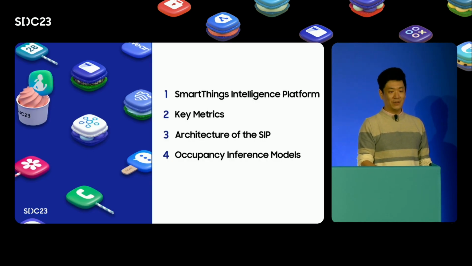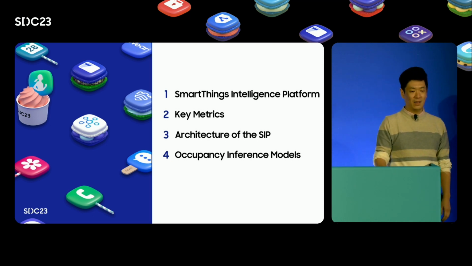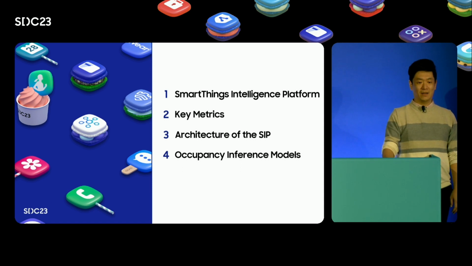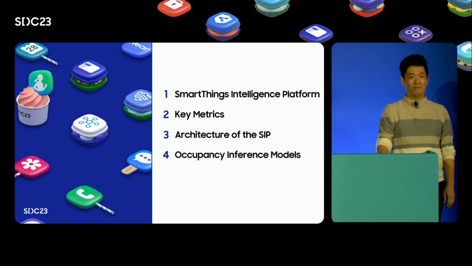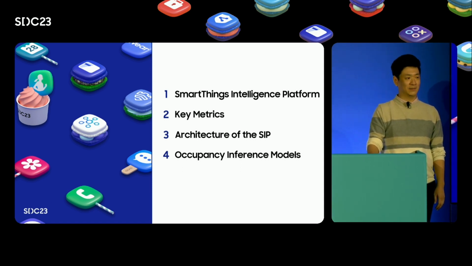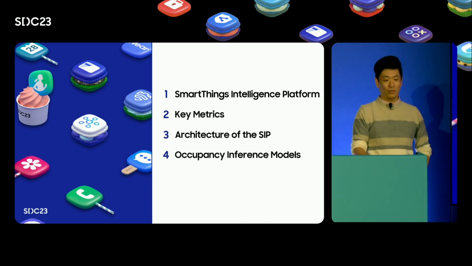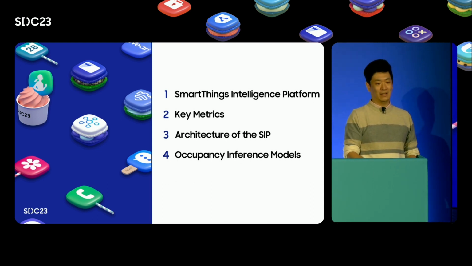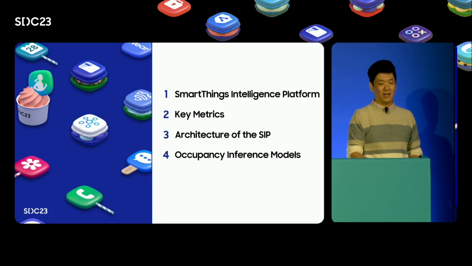First, I'm going to talk about what we want to do with the SmartThings Intelligence Platform and what kind of data is available on the platform that can bring value to our partners. After that, we will zoom in closer to the architecture of SIP. Finally, Eric and Donghyun will introduce different occupancy models that were developed to run on SIP.